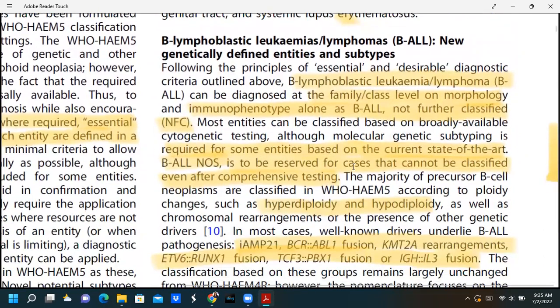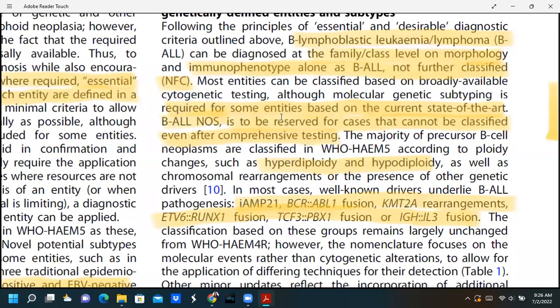Coming to B-ALL, similar to what we said, they're not going to say anything different here. So B-ALL can be diagnosed at family class level on morphology. Yeah, so this is important. Now, if you have just morphology and immunophenotype, then you're going to call it B-ALL not further classified. So it is B-ALL NFC. If you have the other things, for example, the cytogenetic and molecular genetic testing and everything, that now becomes the current state of the art, and that's why they have the entity specific to those molecular changes.